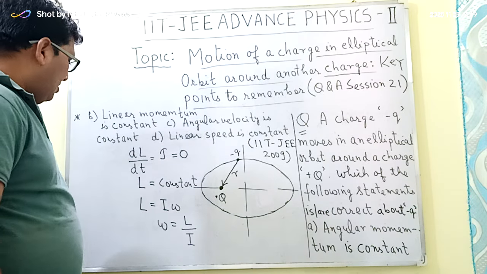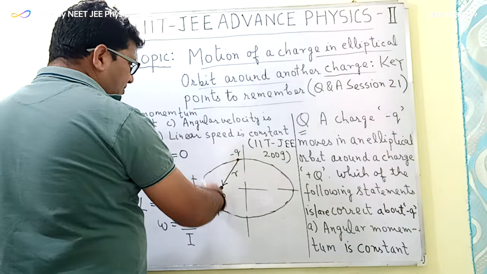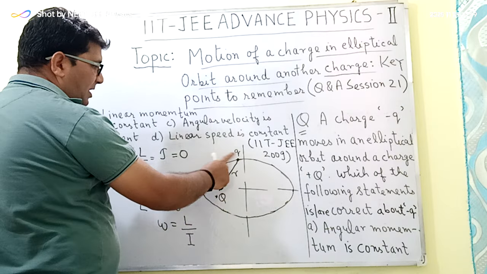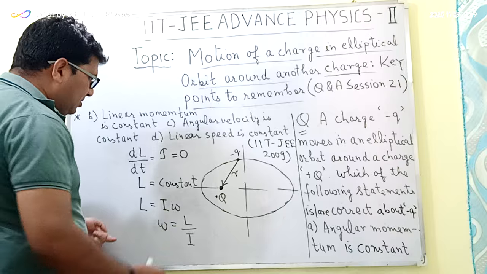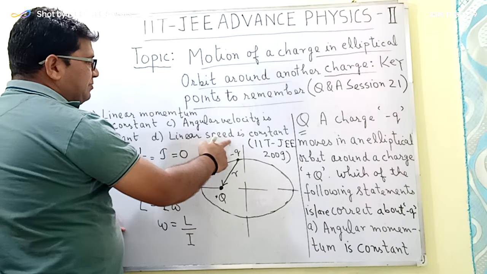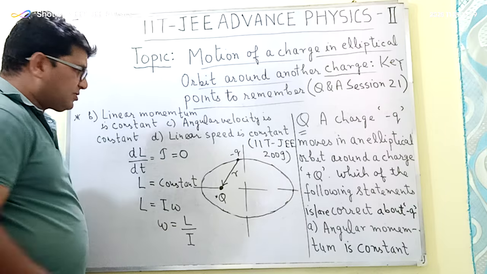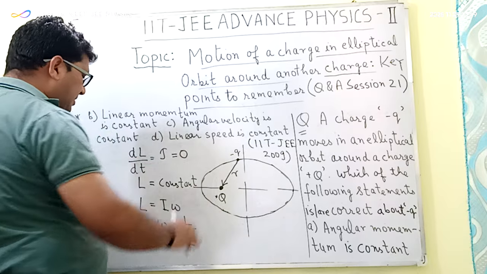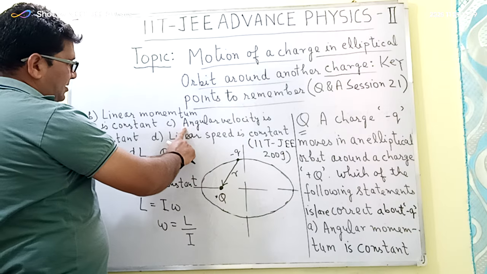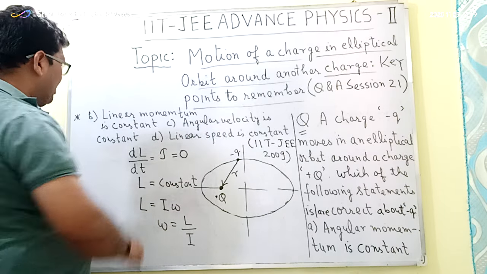This is wrong. Now since this charge is moving in an elliptical orbit, its linear speed is changing continuously. So this is also not correct. This third option, that is angular velocity, is also not correct.